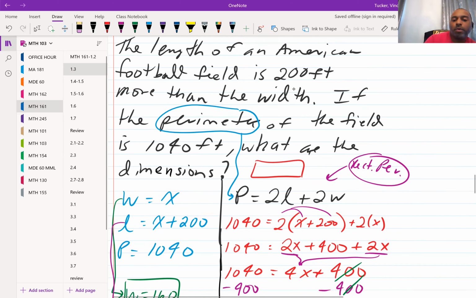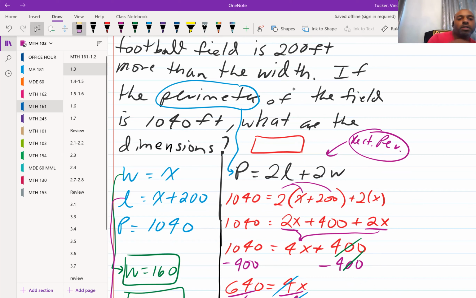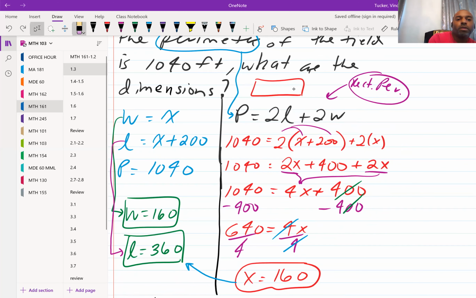All right, so from there we can combine the like terms. 2X plus 2X gives us 4X plus 400 on the right. Then from there, subtract the 400. And then that will give us 640 equal to 4X, and then divide both sides by that 4. And X is 160.